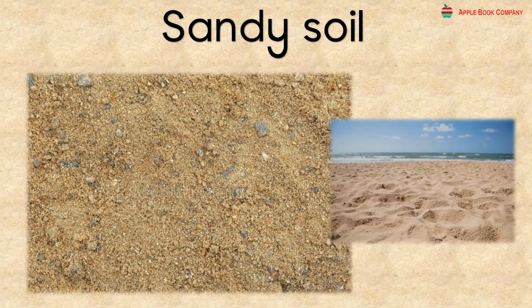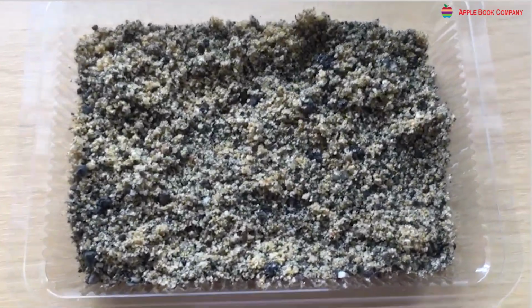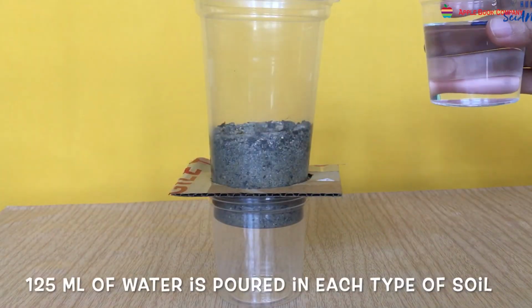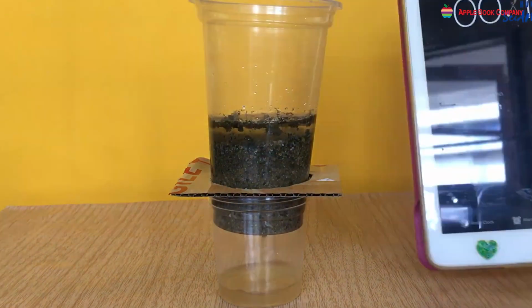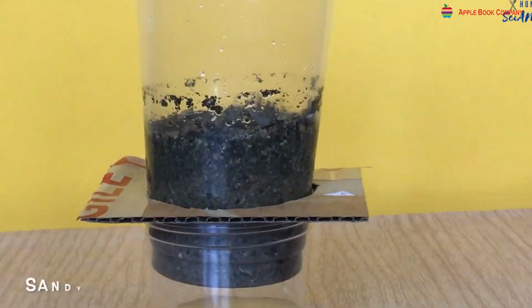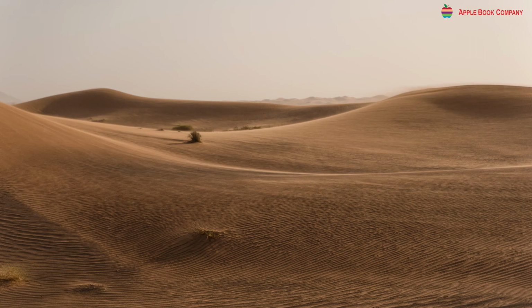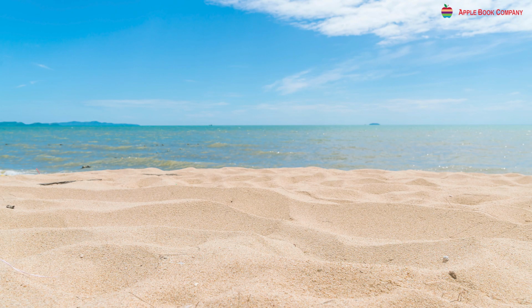Sandy soil. Sandy soil is rough and yellow in color. The sand particles are large. Sand holds very little water. It is often dry. Not many plants can grow in it. It is found in deserts and on seashores.